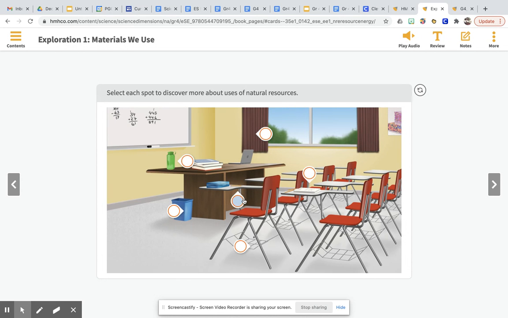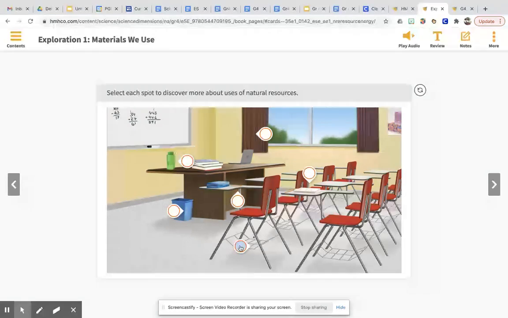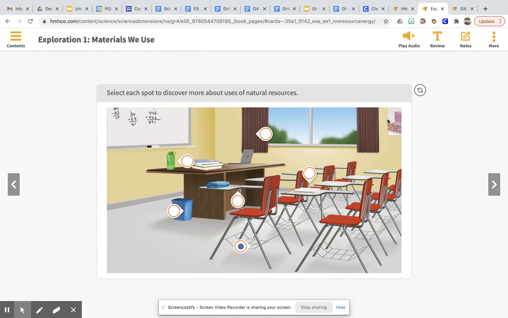Quite interesting. All right, here we have the part of a pencil, and you might have said wood here as opposed to saying wood with the paper. Well, here they're actually talking about the part of the pencil that you write with, and that part is made of graphite. Graphite is a mineral that is also a natural resource. All right, let's look at our desk. The desk is made of metal, and metal is found in Earth's rocky layers.